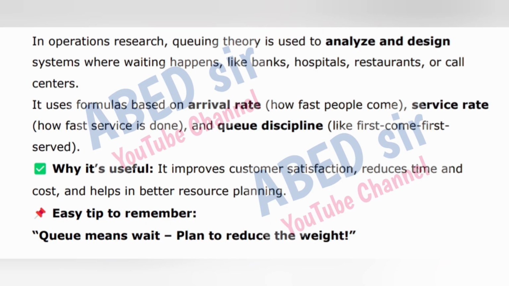In operations research, queuing theory is used to analyze and design systems where waiting happens, like banks, hospitals, restaurants, or call centers. It uses formulas based on arrival rate, how fast people come, service rate, how fast service is done, and queue discipline, like first come first served. Why it's useful? It improves customer satisfaction, reduces time and cost, and helps in better resource planning. Easy tip to remember: Queue means wait; plan to reduce the wait.